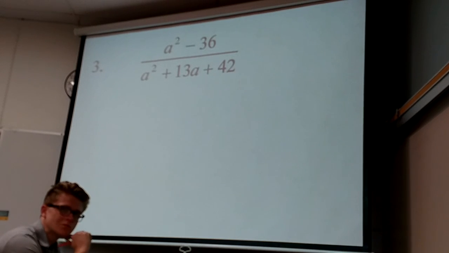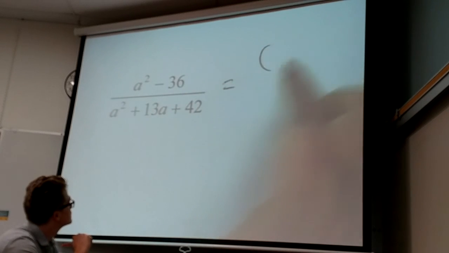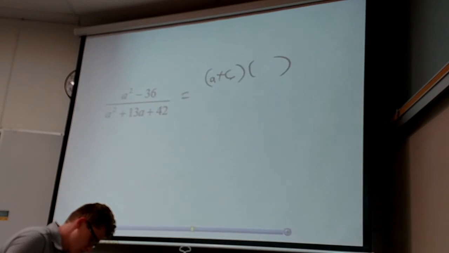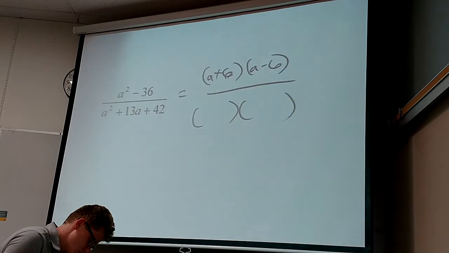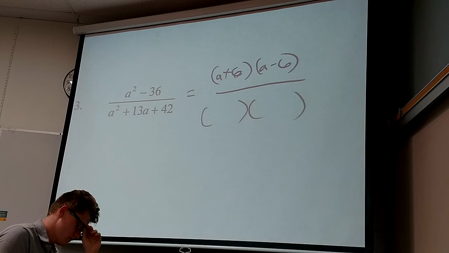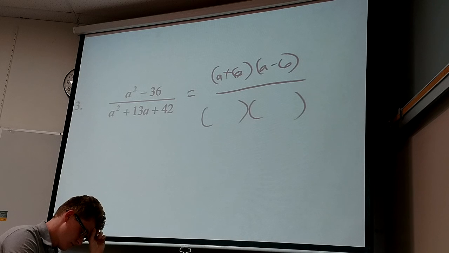So what do I do? I can factor. How do you factor the top? A plus 6, A minus 6. And what about the bottom? Anybody notice, real quick, you're going to love these problems. I'll bet you anything, one of the numbers is 6. These problems will have hints in them, and I will bring it up every now and again. So it's got to be 6. And of course, 6 times what is 42? 7. And 6 and 7 make 13.